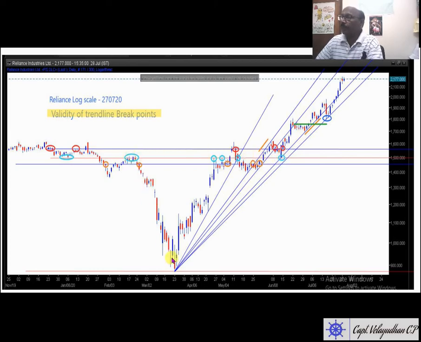Then the next line: as soon as it broke, I made another trend line on the next low here. Here the price touched and moved. This is the next low. So I took a draw point here and drew the line. This line broke here, after a few days, maybe 3-4 days. And at this trend line breakpoint, again you can see it has acted as support.